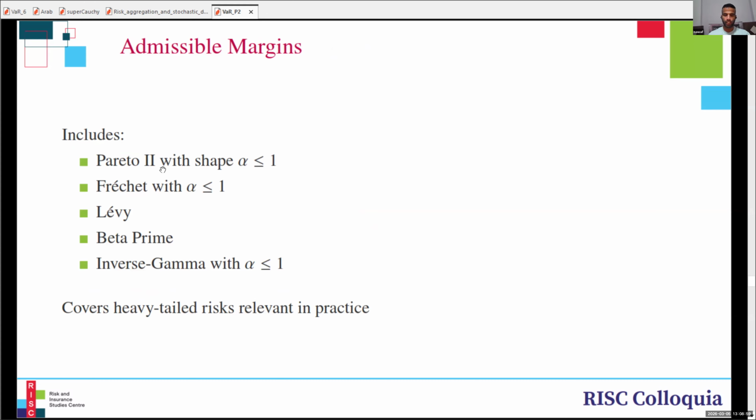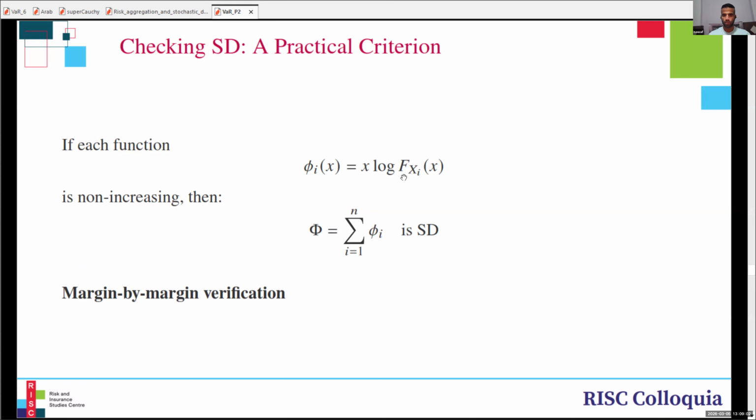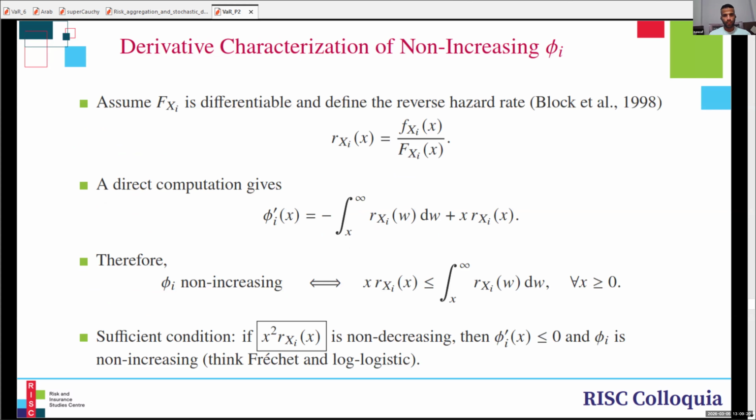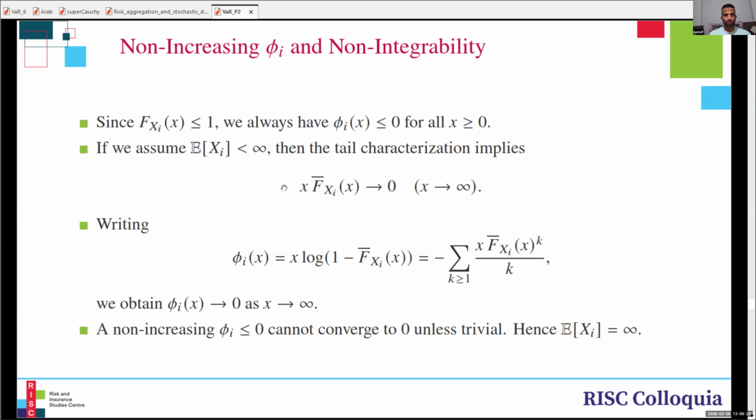And there are many examples that satisfy this property, where x times log f(x) is non-increasing, such as the Pareto type 2 with shape alpha less or equal than 1, Fréchet with shape less or equal than 1, Lévy, beta prime, inverse gamma, and a lot of those. One thing in common between all of them is that they all have infinite mean, right? And it turns out that when phi is non-increasing, then the mean must be infinite. And you can check this argument here. It's quite straightforward.